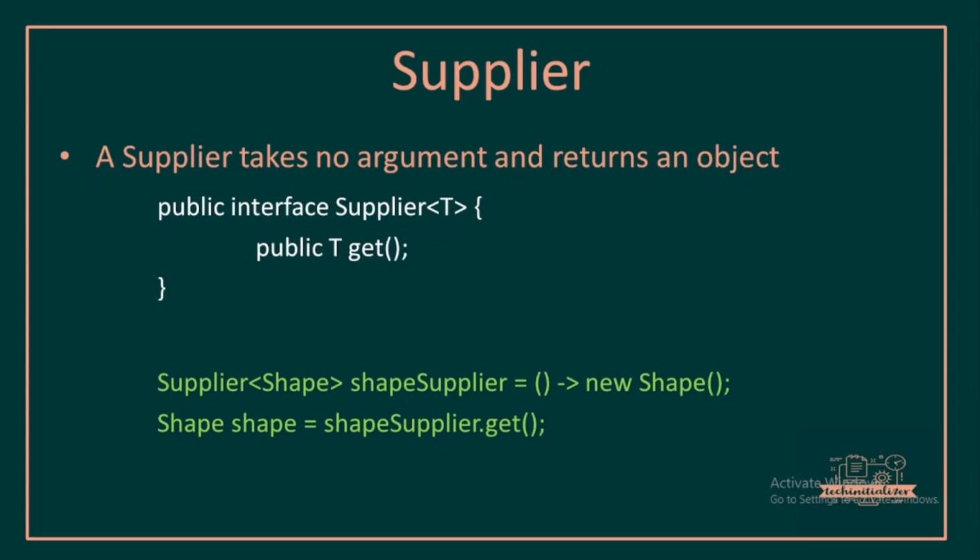The next functional interface is the Supplier. A supplier takes no argument and returns an object. It only has one abstract method, which is get, and it takes nothing and returns an object. So it can be treated like an object factory that gives you an object. Here in our example, we are creating a shape supplier that gives a shape object, and we can call the get method in order to get the object of shape.